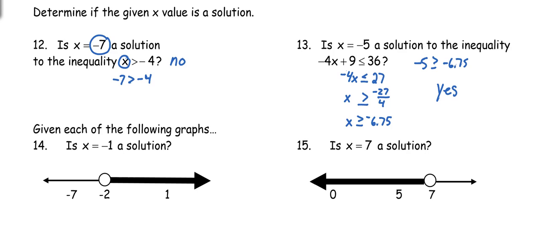The other thing that you could do is you could just substitute negative 5 in for x right away. And you would get negative 4 times negative 5 plus 9, which is 29, which is less than or equal to 36. So either way will work in trying to figure out if it's a solution.